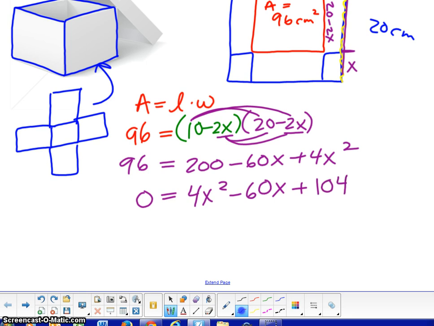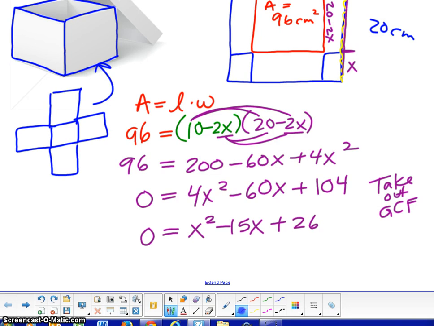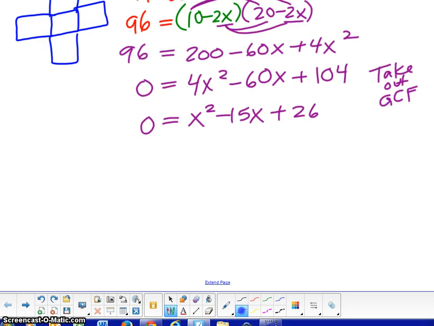Okay, and if you ever have anything in common, you want to take out the GCF. That will make your factoring a lot easier. And if I take that 4 out and divide it by both sides, it will go away. Now I can only do that when I have something set equal to 0. Okay, so now we're left with a trinomial that we can factor.